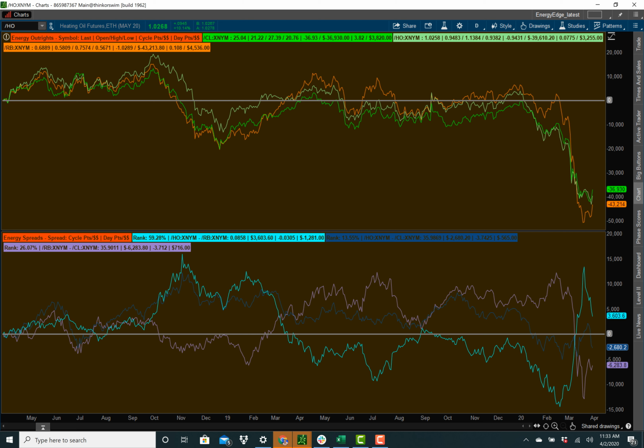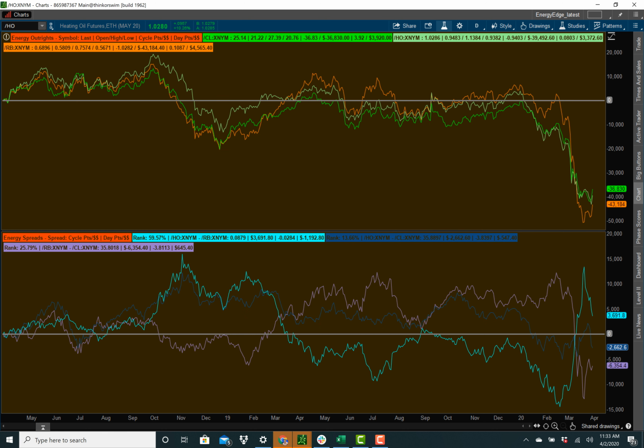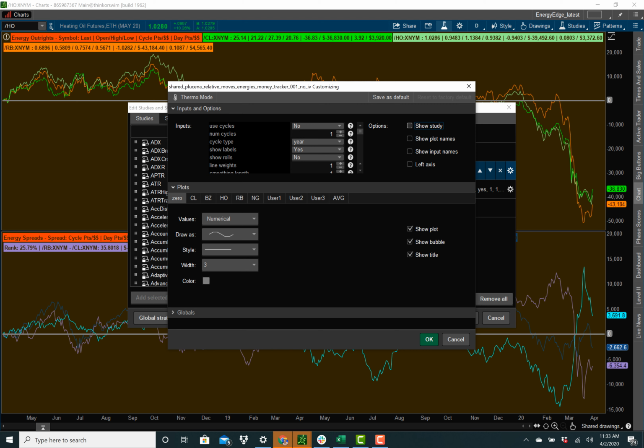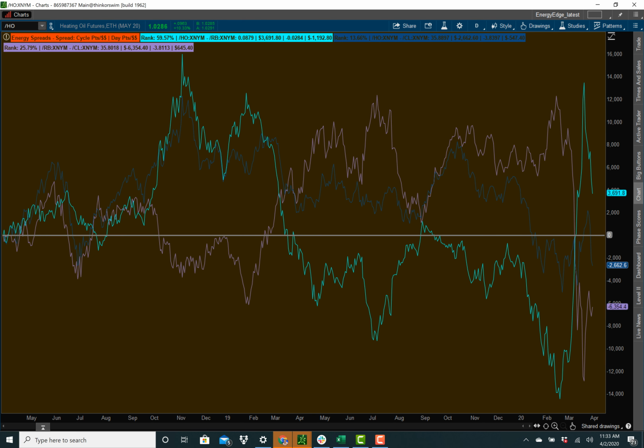So now let's only look at the spreads. I'm going to take off the outrights. I can simply do that by hitting the beaker, hit this cog. I no longer need to show this study. Okay, apply, okay. This is how we're trading. This is what works.